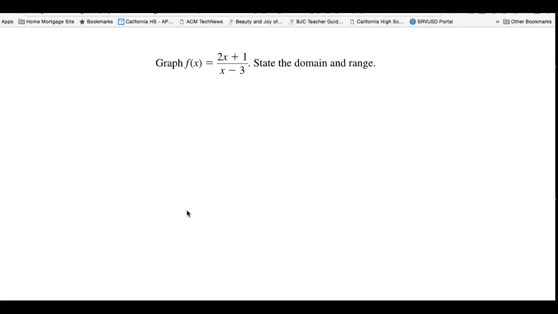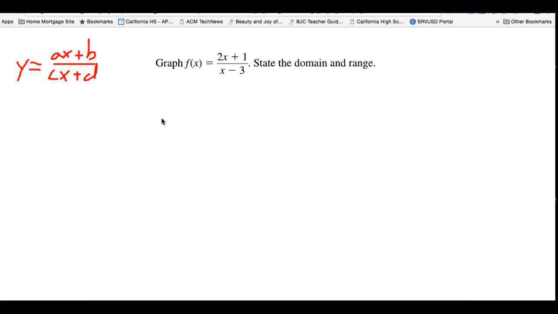All right, welcome to the third video of section 7.2. So in the first video, we looked at functions that were in the form a over x. In the second video, we looked at functions that were in the form a over x minus h. In this one, we're going to look at functions that have both a linear equation for the numerator and a linear equation for the denominator. So these are going to be of the form ax plus b divided by cx plus d. Okay, so we're going to look at functions that fit this form.